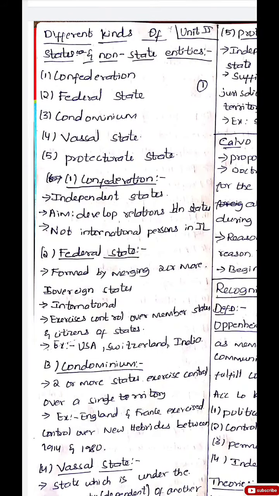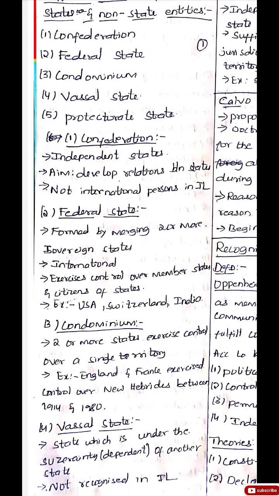The first important question in this unit is different kinds of states and non-state entities. So what are the different kinds of states? The first is confederation. A confederation is an independent state, and it is not an international person in international law. It is not recognized as an international person because it is a totally independent state. Then why classify it as a state? It is to develop relations between states. Even though it is not an international person, it should still enter into relations. So, confederation state.